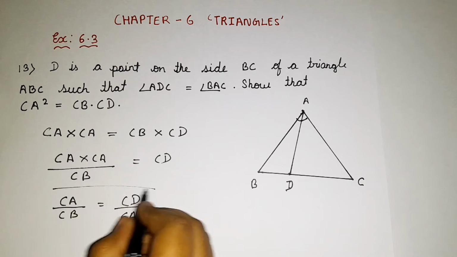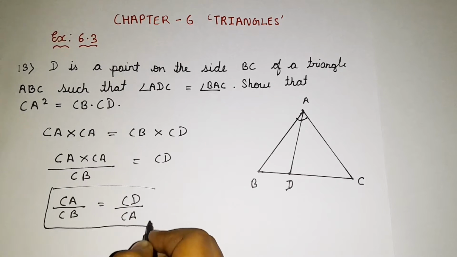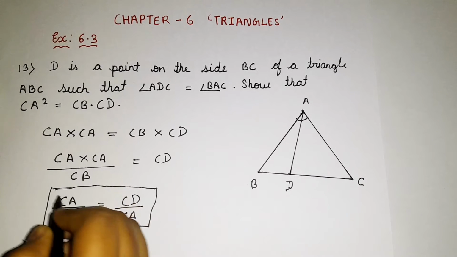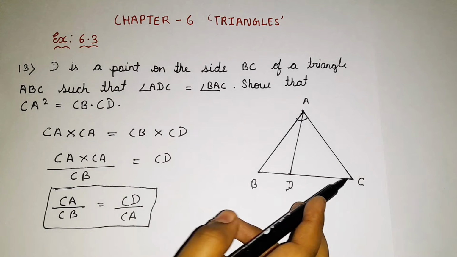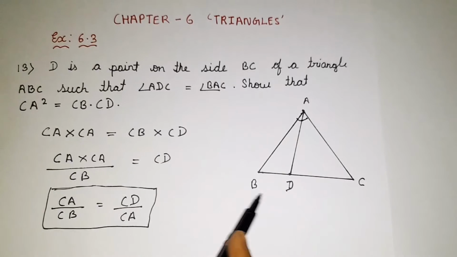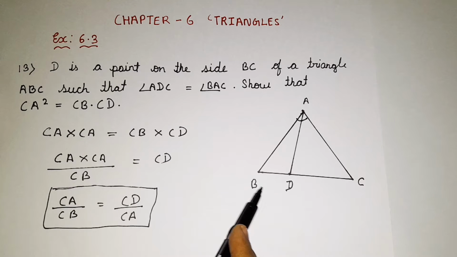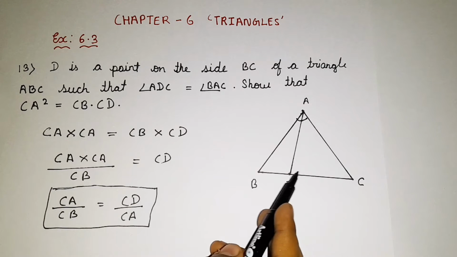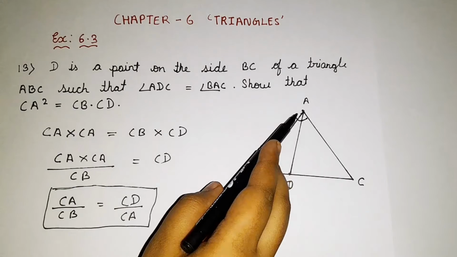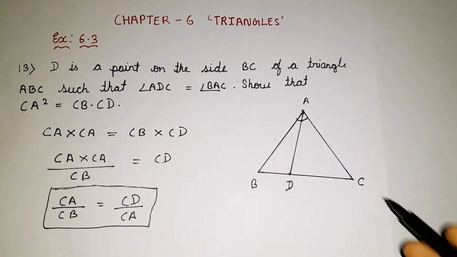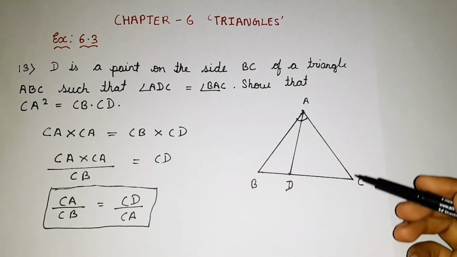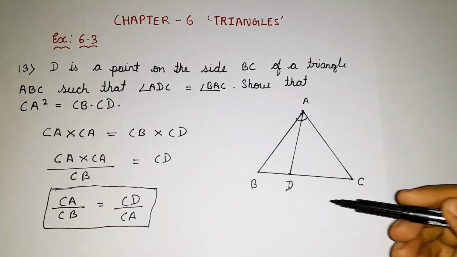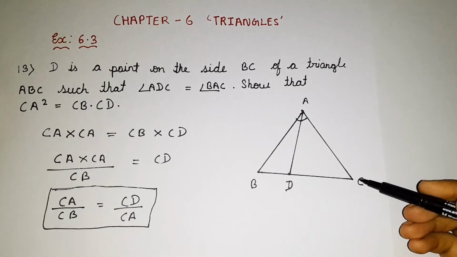Alright, now we got a value. This is how we are supposed to split up the values. Now we got a value CA by CB. So CA by CB is equal to CD by CA. I hope you guys understood that. Again, I'll show that if it is not clear. So CA by CB and CD by CA.